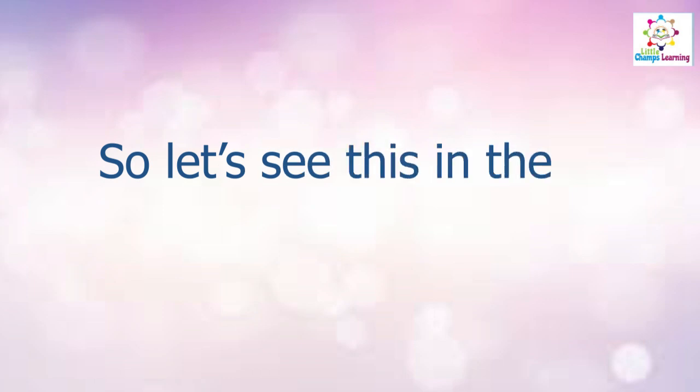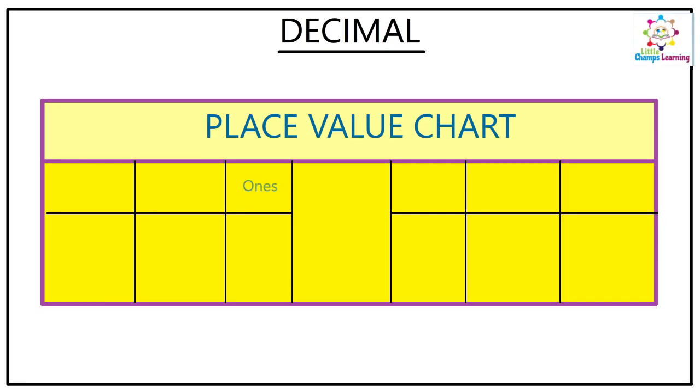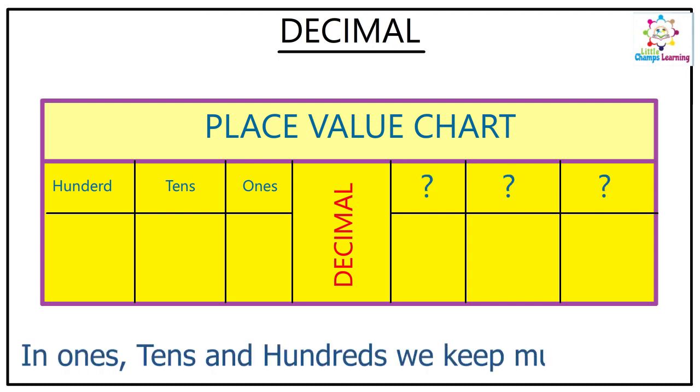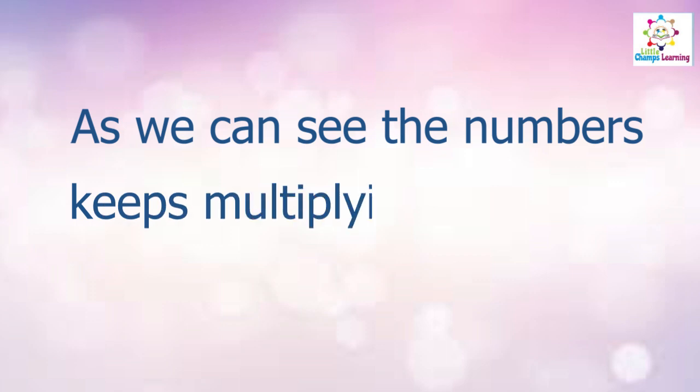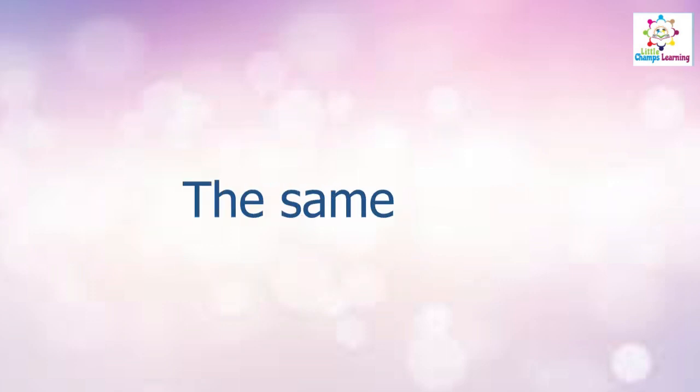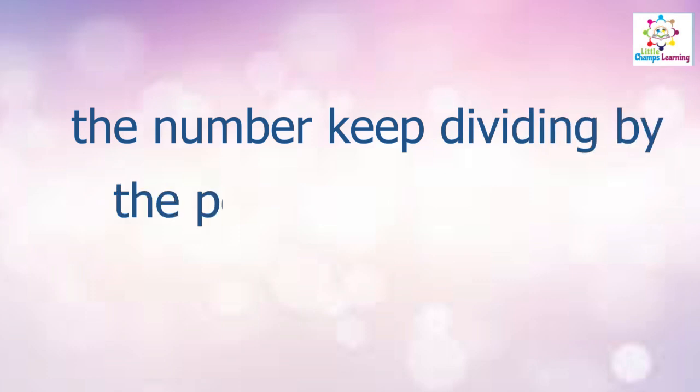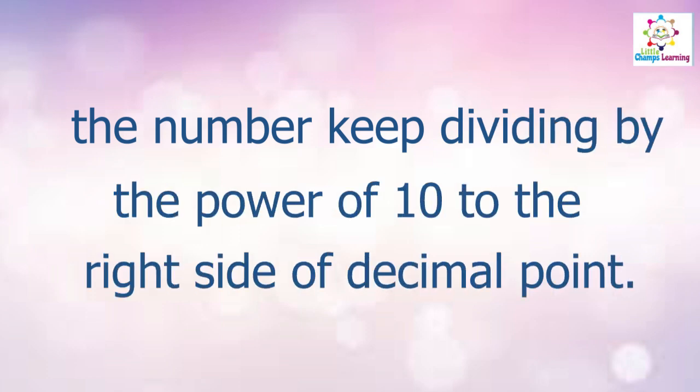So let's see this in the place value chart again. We have ones, tens, hundreds. Then we have a decimal point, and then we move to the right side. In ones, tens and hundreds we keep multiplying by 1, 10 and then 100 like that. And on the right side we have 1 over 10, then in the next column 1 over 100 and 1 over 1000, and it goes on. As we can see, the number keeps multiplying by powers of 10 to the left. In the same way, the number keeps dividing by powers of 10 to the right side of the decimal point.